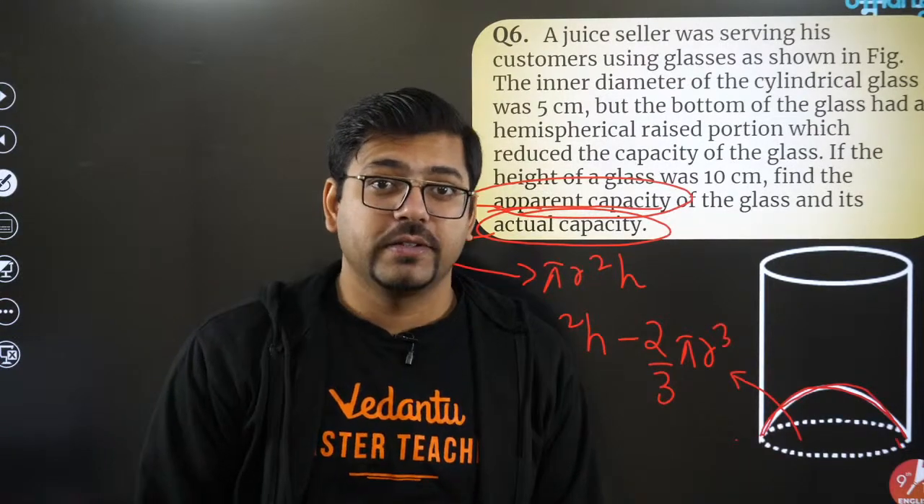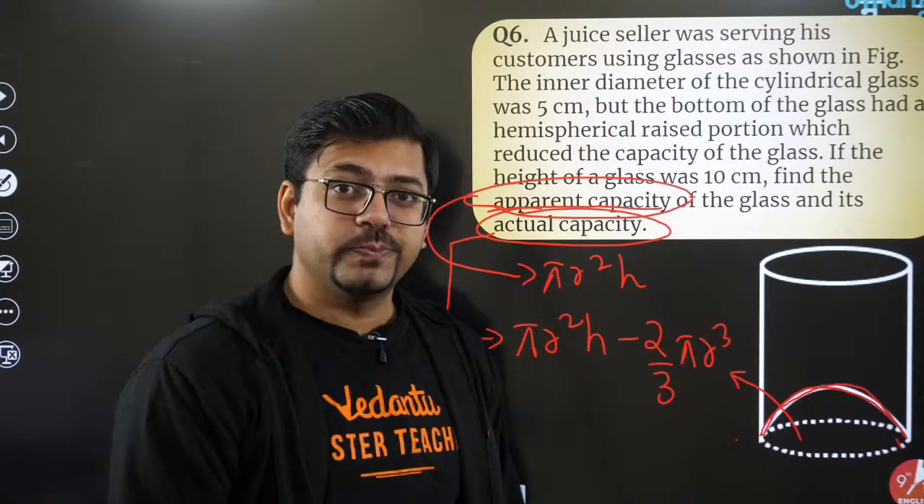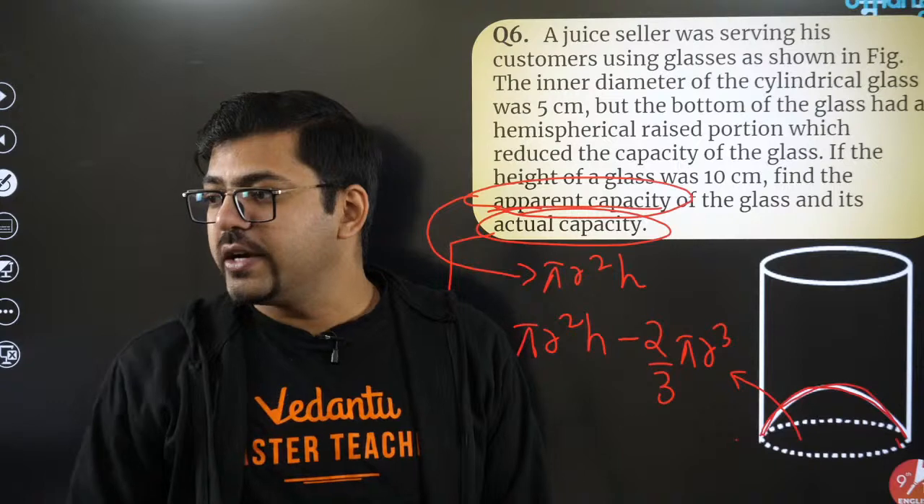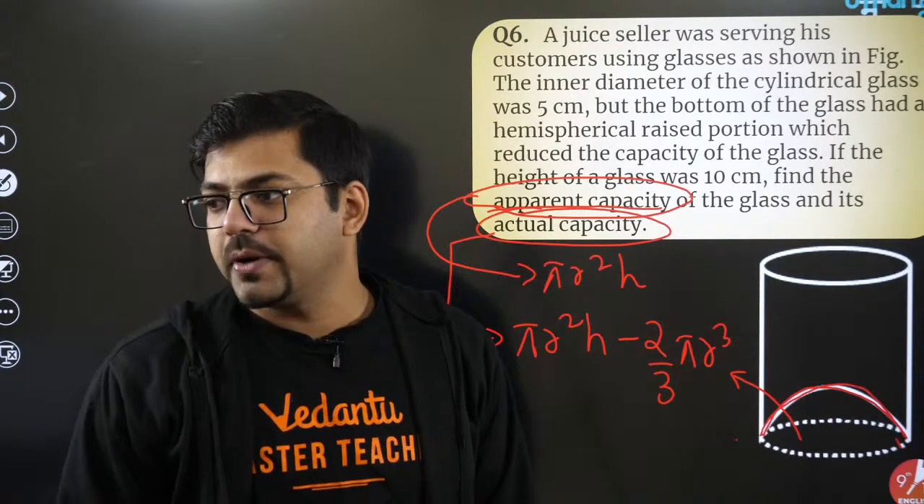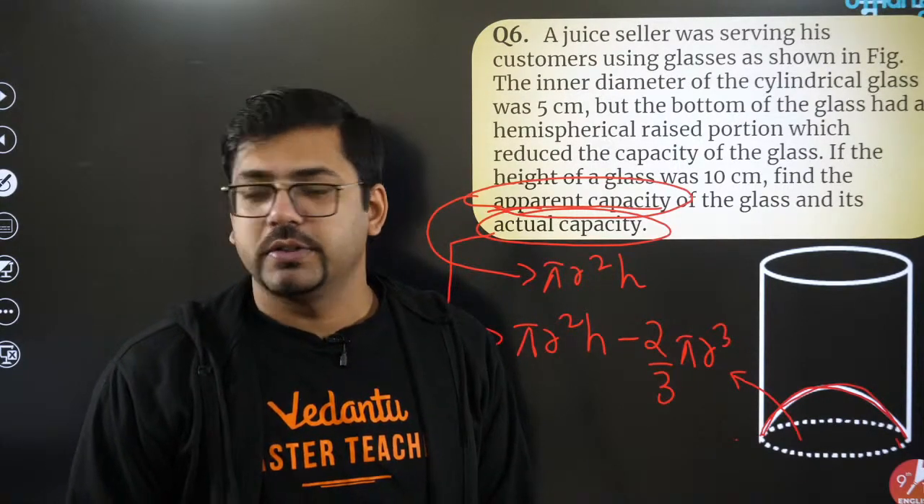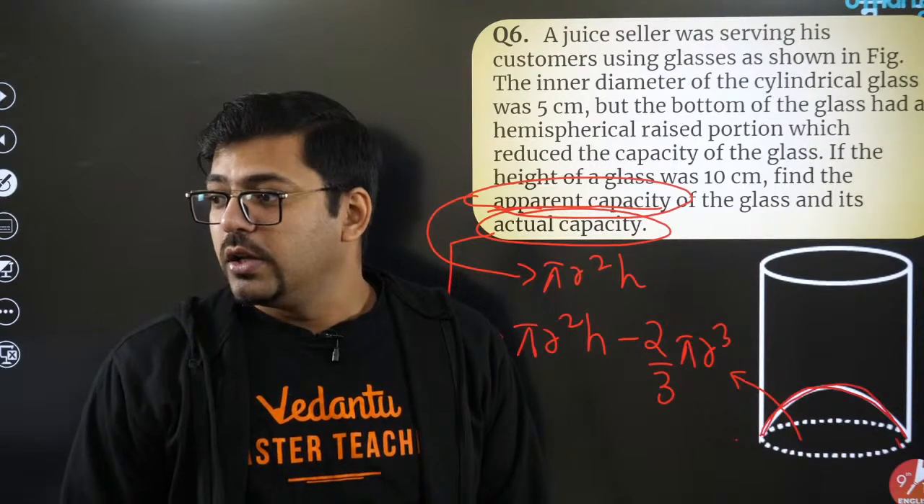Did you all understand it? Come on, tell me yes or no. Did you all understand it? Volume of cylinder minus volume of hemisphere. Absolutely right, Prakaran. Cool. Looks like everyone got it.